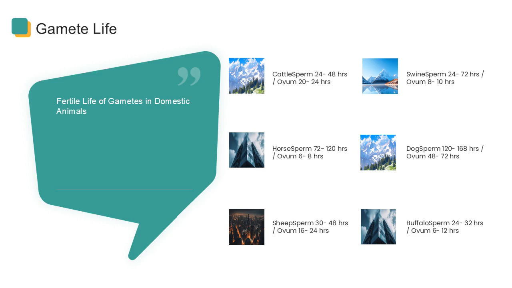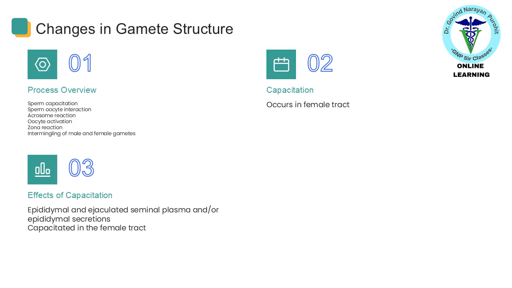The fertile life of gametes varies among domestic animals. For instance, cattle sperm lasts 24-48 hours, while dog sperm can last 120-168 hours. Understanding these timelines is key for effective breeding. Changes in gamete structure include processes like capacitation, which occurs in the female tract, and the effects of capacitation, which involve seminal plasma and secretions.